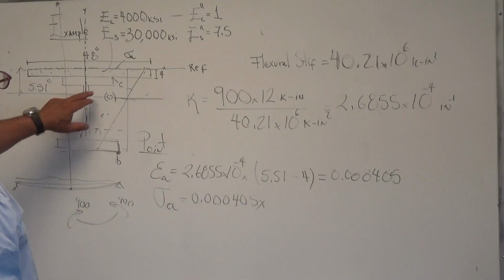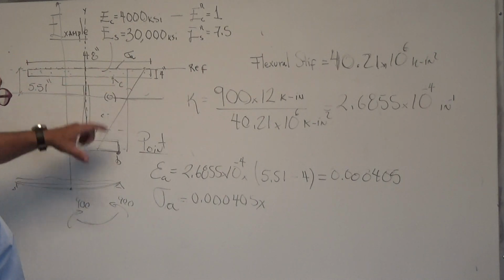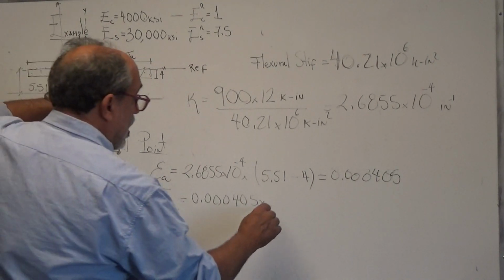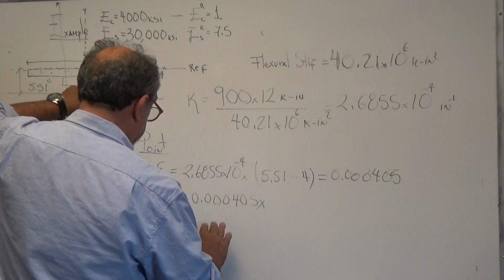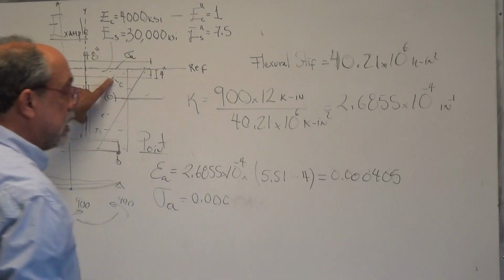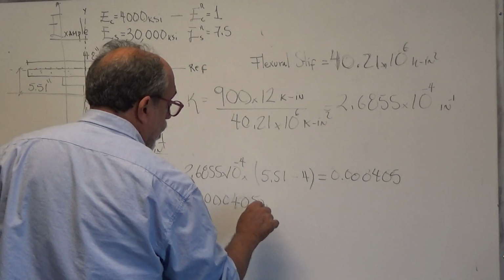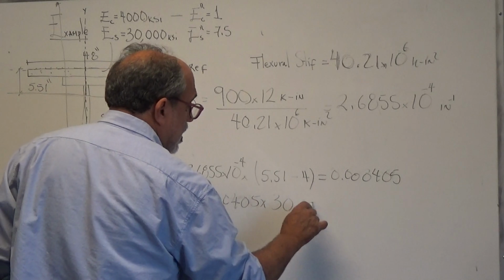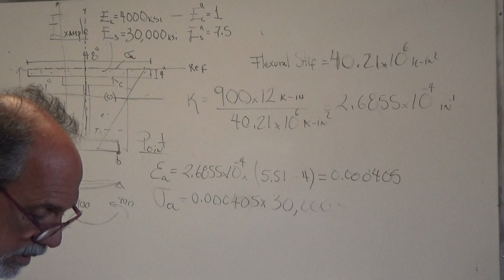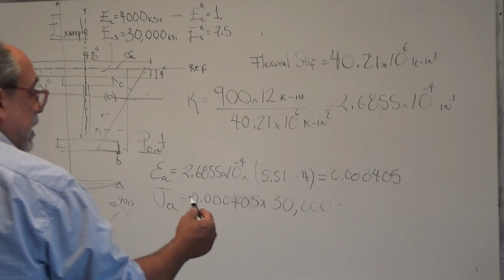is how big? Well, in the previous one I should have written tension because it's down here, right? So it's compression above, tension below. This point is also compression. And it's this number, I'm sorry, what did I get? Calculate 0.000405 multiplied times the modulus of elasticity of steel, which is 30,000. And we get 12.17.